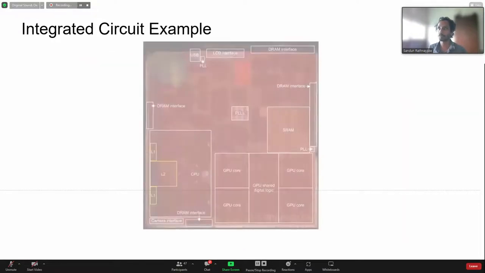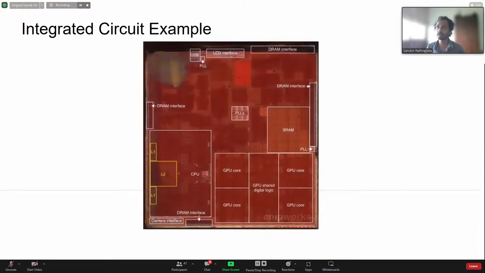This is another example of an integrated circuit, a kind of real one, some version of Apple's. You can see, as I mentioned, that the modules which have connectivity to the outside get placed in the vicinity of the border. There is a CPU, L2 cache, L1 cache, camera interface, some GPU cores, SRAM, PLLs, oscillators, those kinds of things. And the rest of the space is for different logic modules which need to connect. Probably this logic needs to connect more to memory or GPU, which is why it's placed here. So there is art, and experience plays a role here, in how to do better routing.